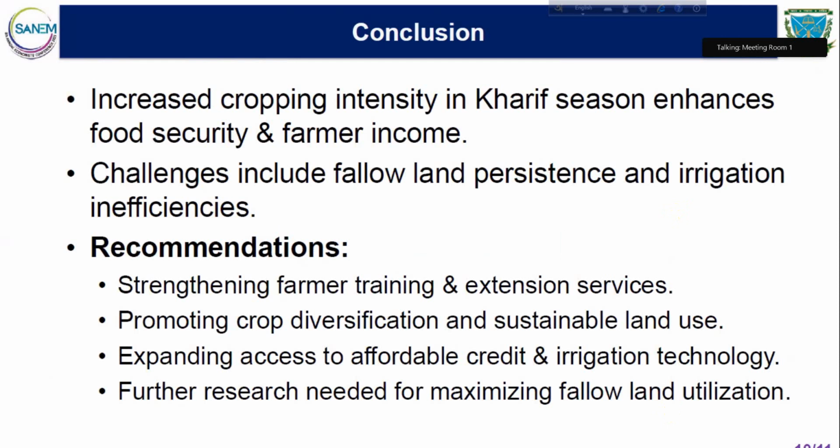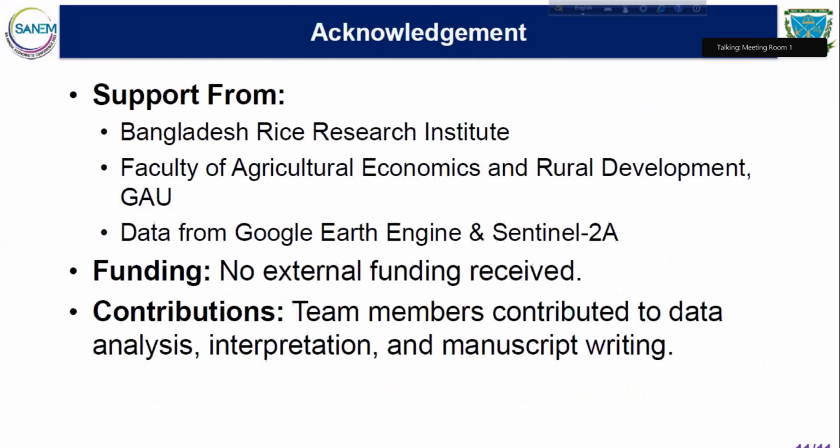Key recommendations include strengthening farmer training and extension services to promote modern agricultural practices, encouraging crop diversification and sustainable land use to maintain soil fertility and productivity, expanding access to affordable credit and irrigation technology to ensure more farmers can invest in year-round cropping, and finally, further research to explore ways of utilizing fallow land and improving land productivity.